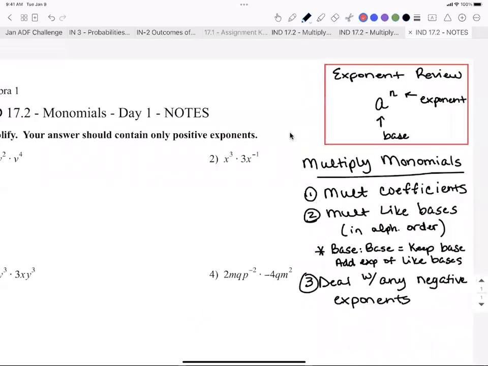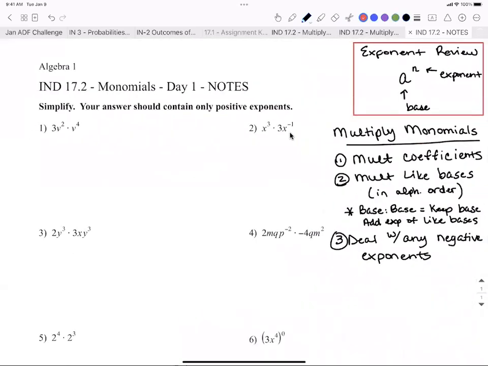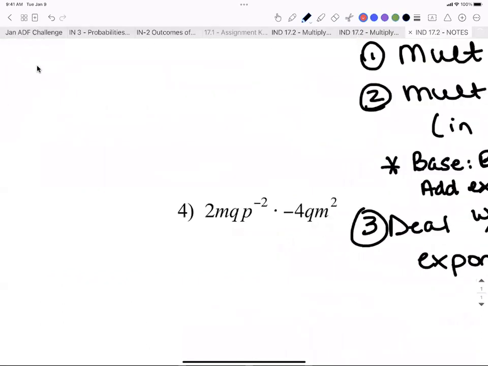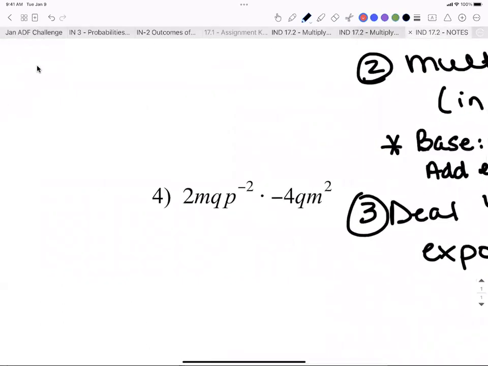All right, so we are going to do 17.2 today, and we are going to be dealing with monomials. As a review, a monomial is a single term, like mono means one. And so when you look at something like, I'm just going to grab one here, this 2mqp to the negative 2, that looks like a whole lot, but it actually is considered a monomial.